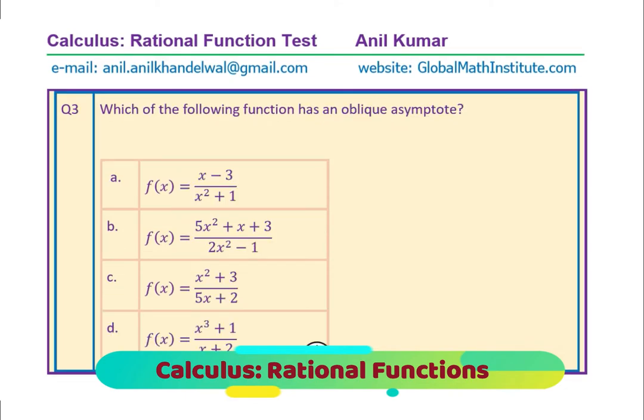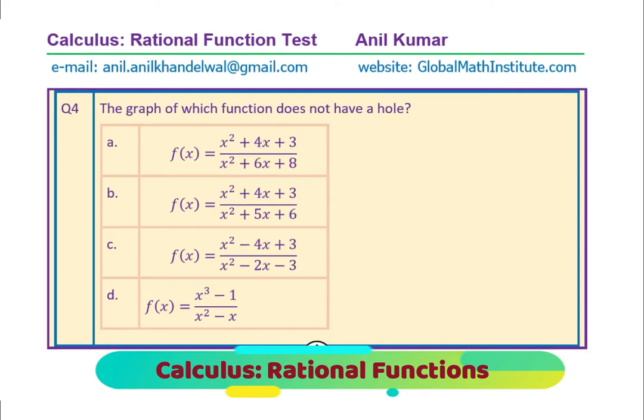Question number 3. Which of the following functions has an oblique asymptote? Select from the 4 given. Question number 4. The graph of which function does not have a hole? Does not have a hole.